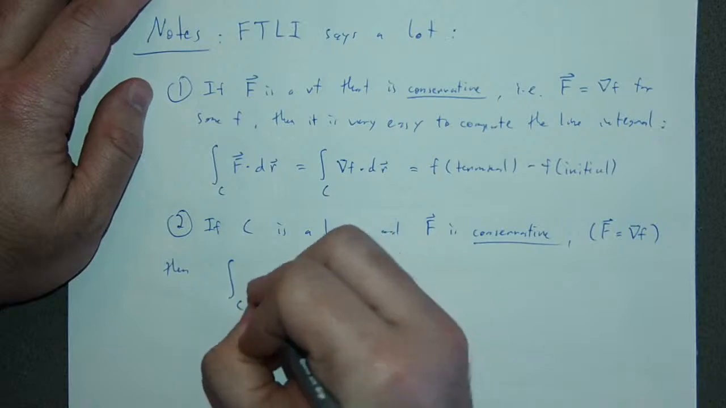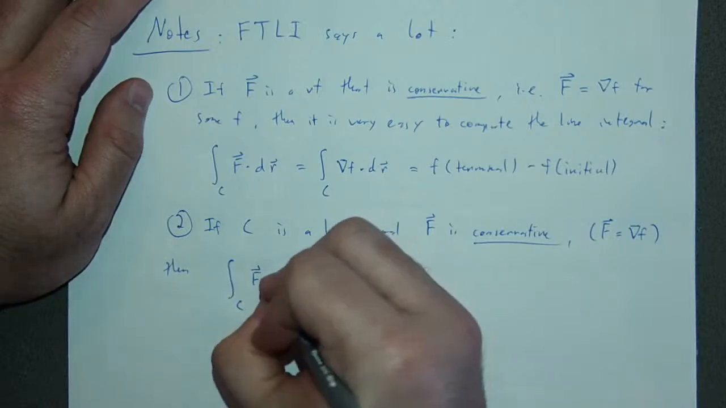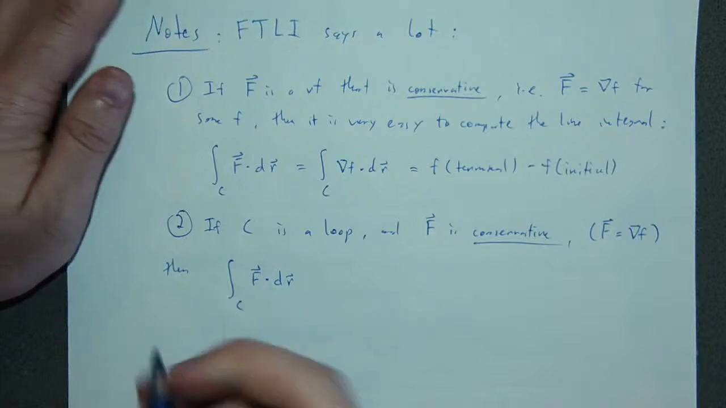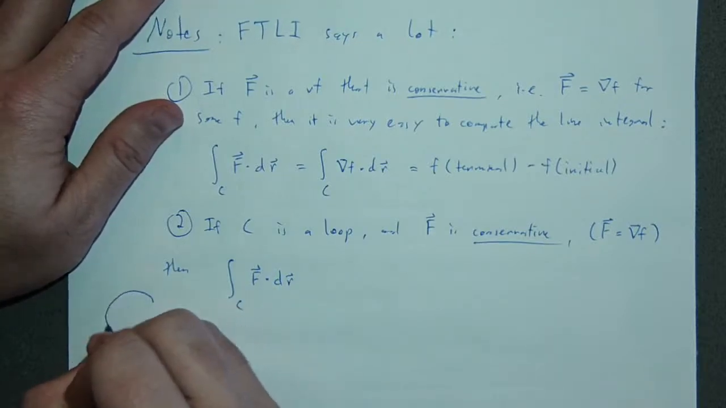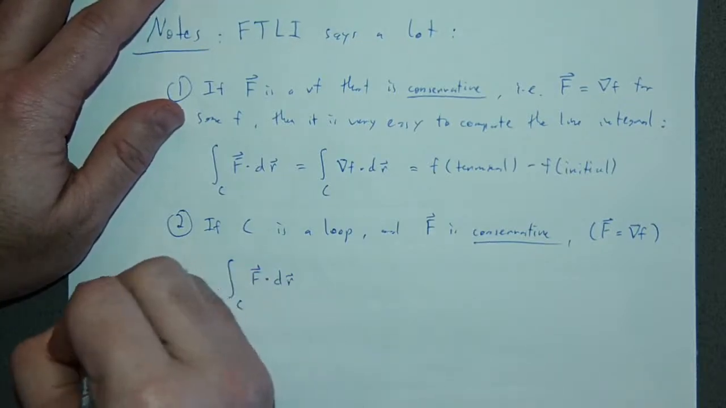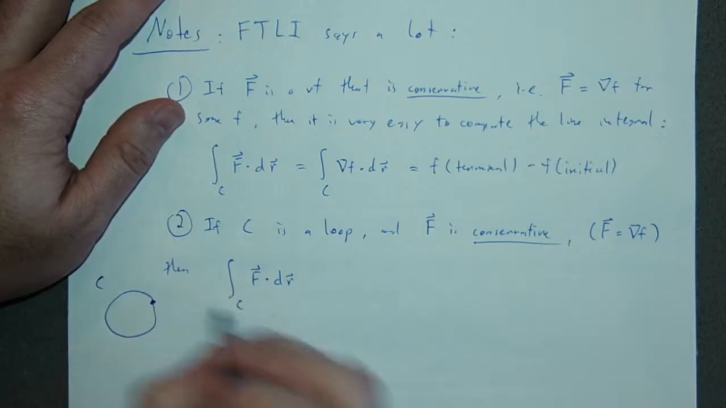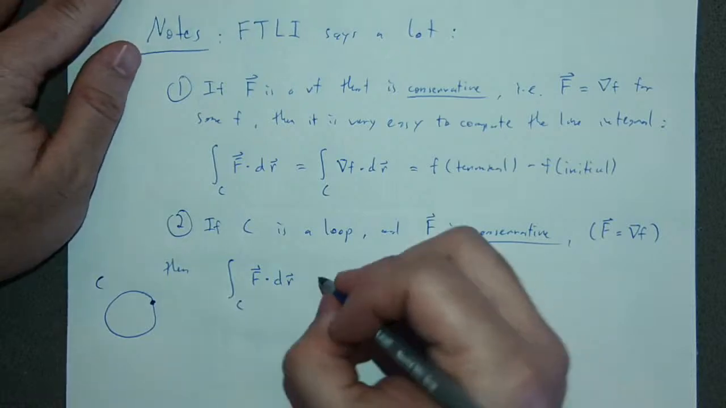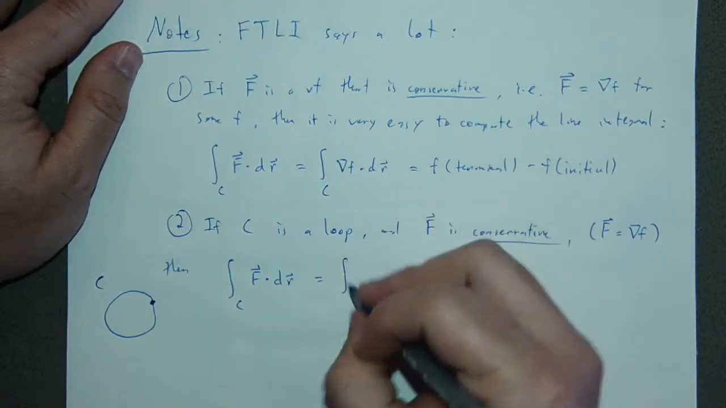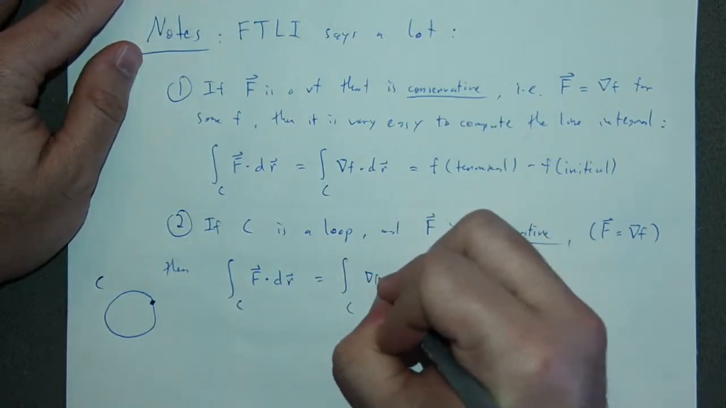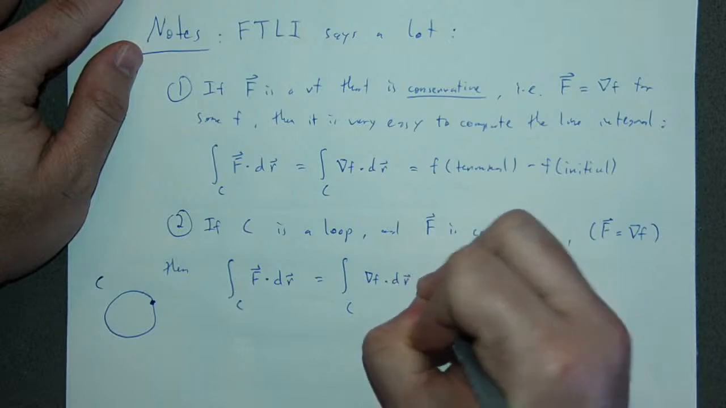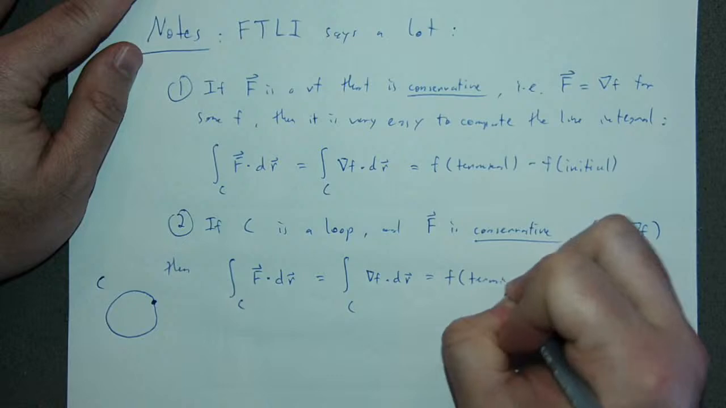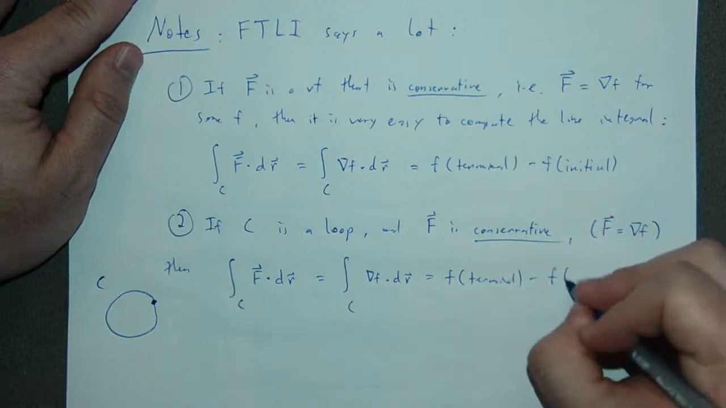My line integral of F over this loop C. So here's my loop C. What does that mean? It means the terminal and initial point are the same. This is the integral over C of the gradient of little f. So this is little f terminal minus little f initial, but these are the same.